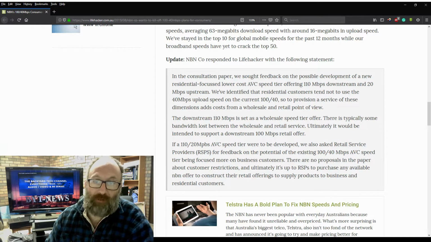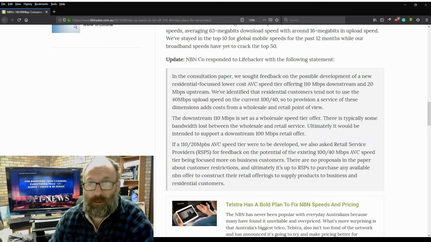The downstream 110 megabit is set at the wholesale speed tier offer. There is typically some bandwidth loss with the wholesale and retail service. Ultimately, it would be intended to support a downstream of 100 megabit retail offer.